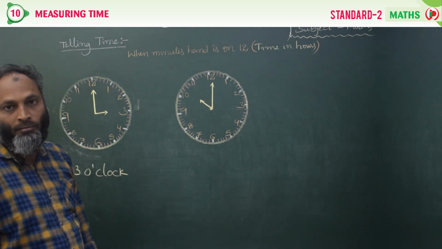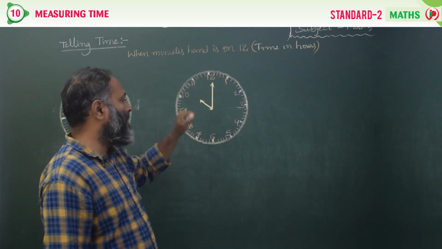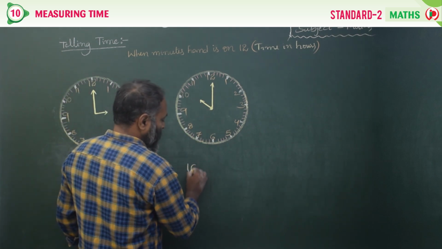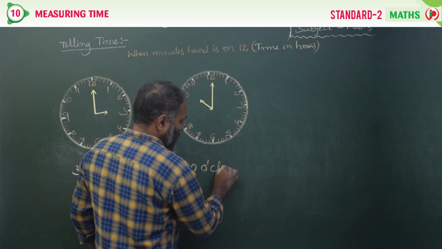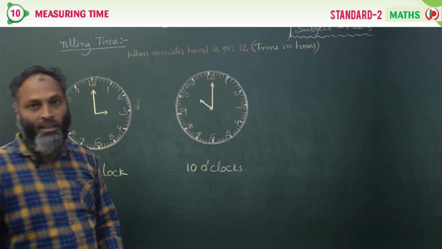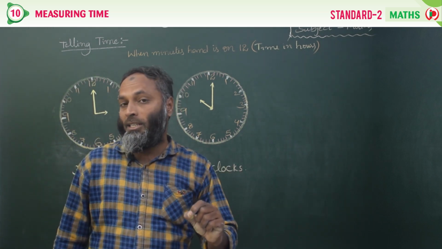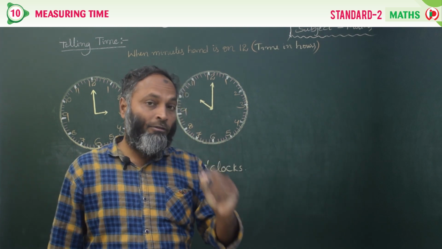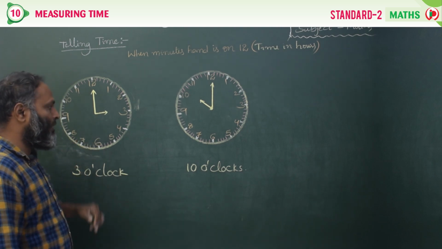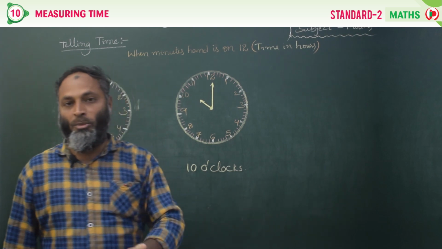Here the minute hand is at 12. Just see where the hours hand is. The hours hand is at 10, so here it is 10 o'clock. We should write the time in hours, no minutes, nothing. When the minute hand is at 12, just see where your hours hand is. Here the hours hand is at 3, the time is 3 o'clock. Here the hours hand is at 10, the time is 10 o'clock. There are no minutes, nothing.